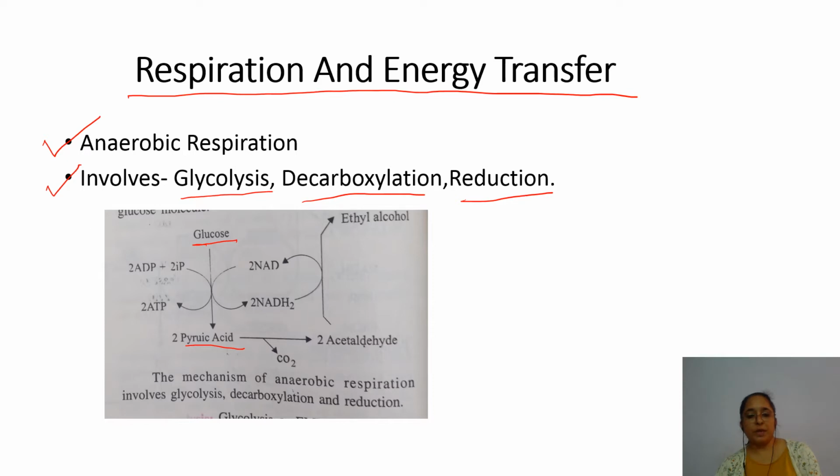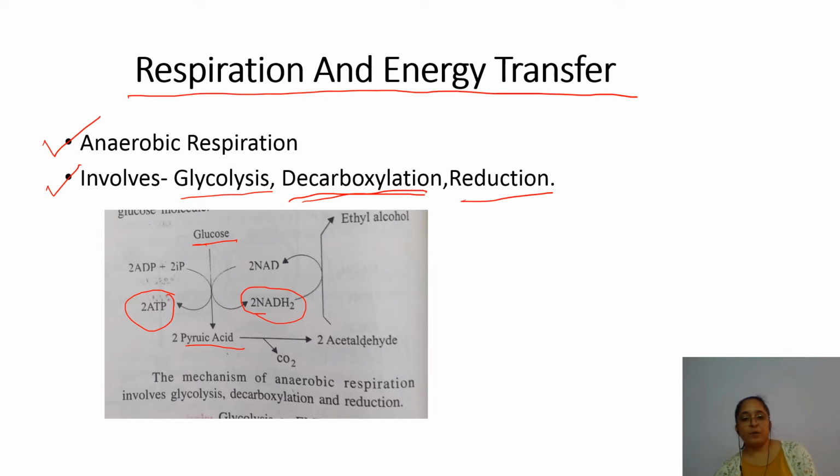Now during this glycolysis, glucose is broken down into two molecules of pyruvic acid with the formation of, here you can see, two ATP molecules and two NADH2. Then they form the 2-pyruvic acid. This step is called glycolysis. Now the next step is the decarboxylation.